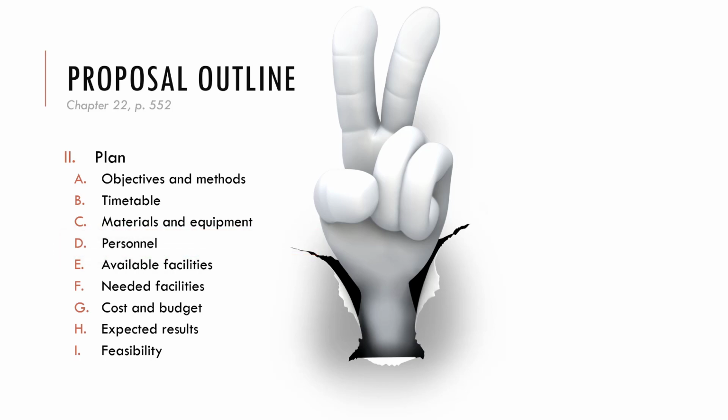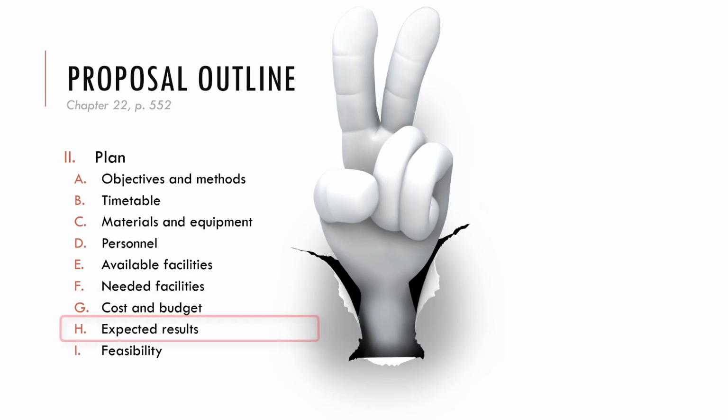You may talk about the facilities that are available to you to use for the project or those that you need. You will definitely talk about cost and budget. It's highly unlikely that you will choose a project that does not involve money, so you will be including a section on cost and budget.